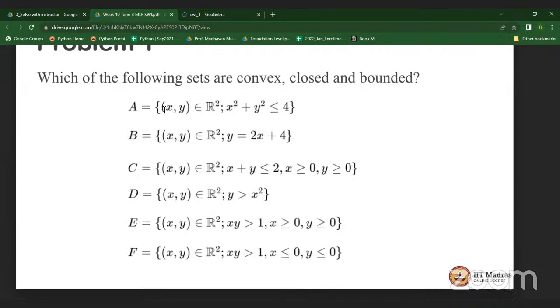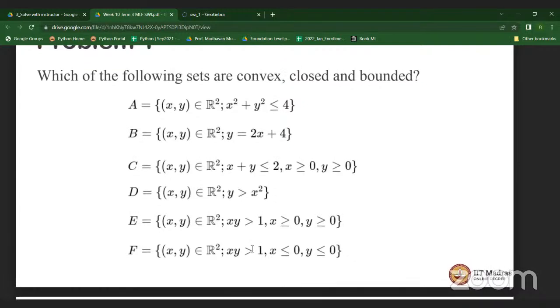For all of these, (x, y) belongs to R squared. This is the domain, and this is the condition: x squared plus y squared is less than or equal to 4. This covers all the points. The same thing we have here for the different ones, with different conditions. Based on this you could plot it and then look at it.